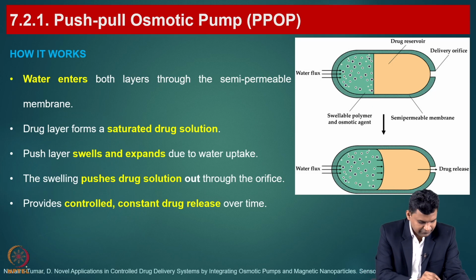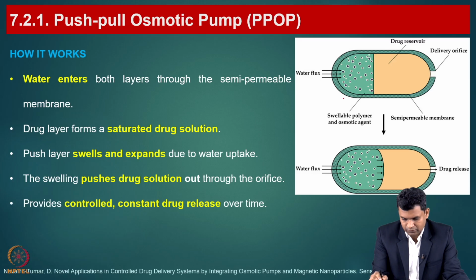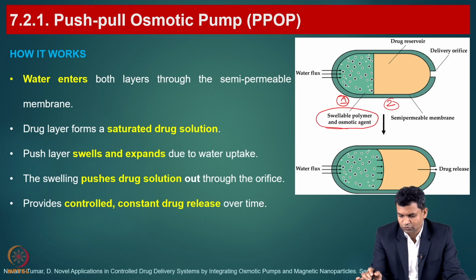So, here is the one and here is the two, right. So, it contains the two different chambers, right. So, this can be separated, you can see here the swellable polymers and osmogens, here is the drug reservoir. Now, this is a delivery orifice.